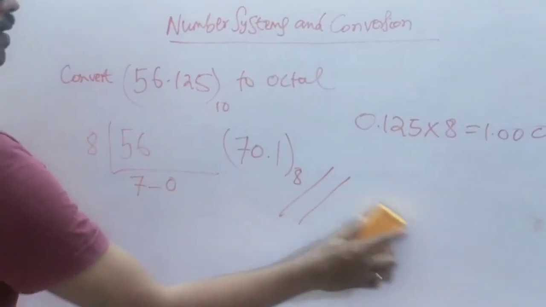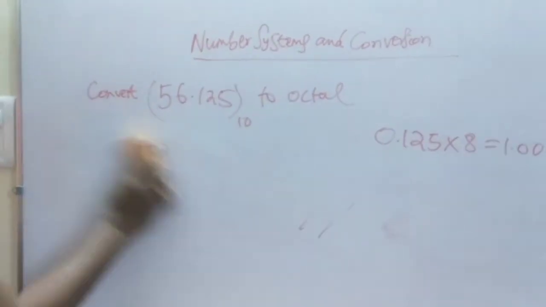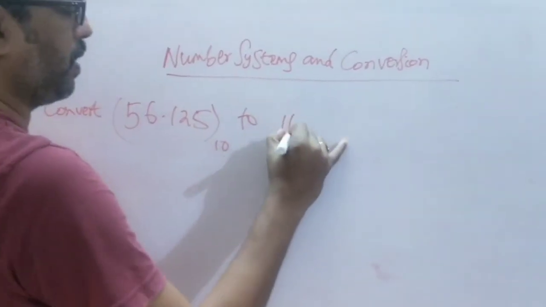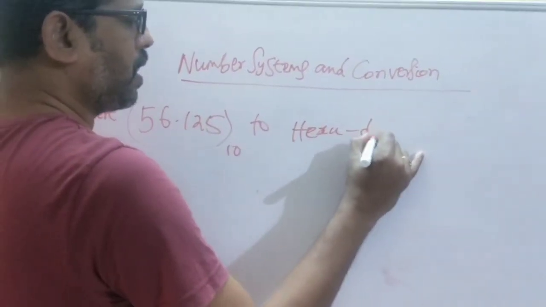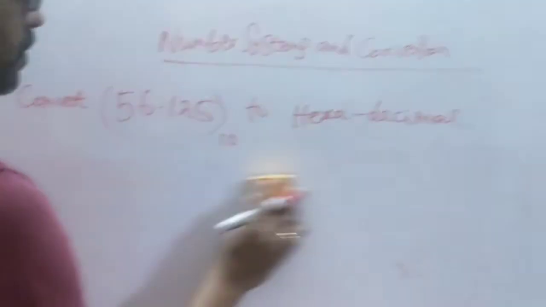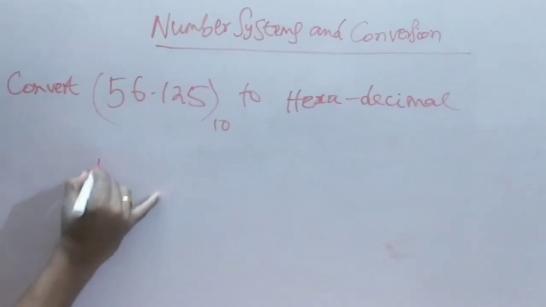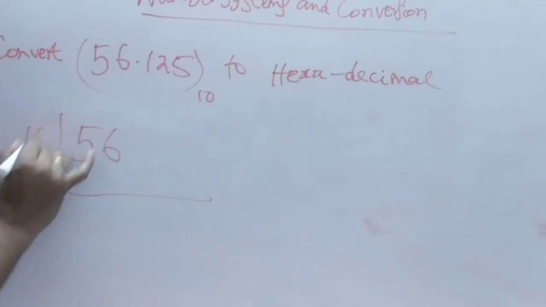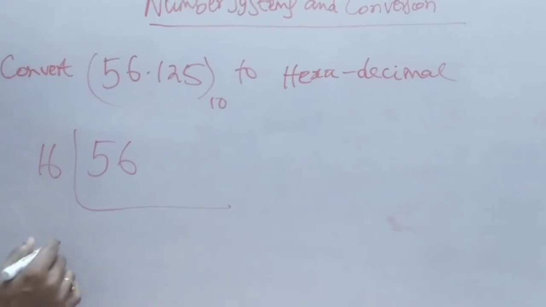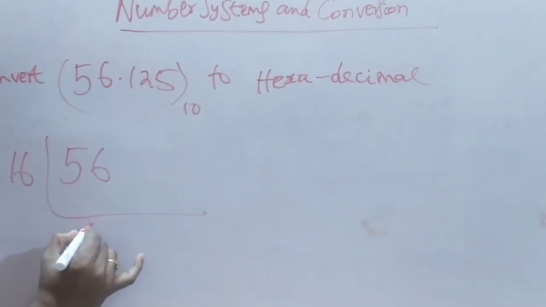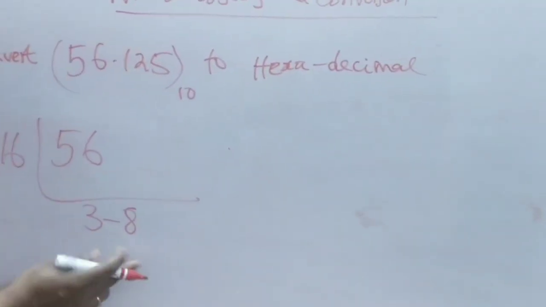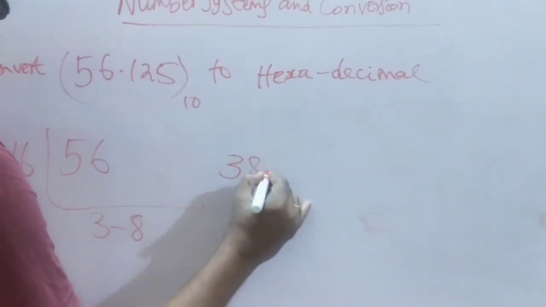Now we'll do it for hexadecimal. Same procedure. 56, divide by the base to which the number has to be converted. How many times 16? 3 16s are 48. So the remainder is 8, so 38. We cannot divide further, so this is the last step. So 38 is the integer part.